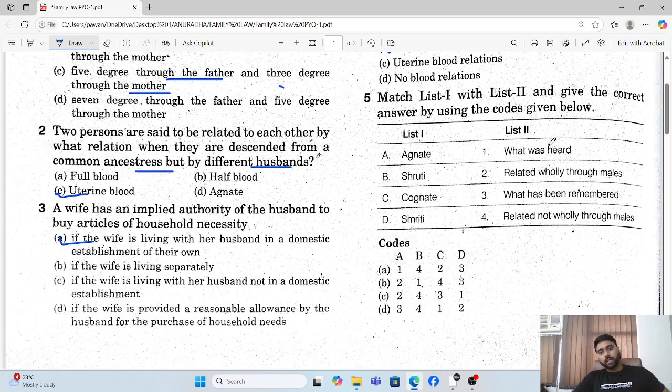Now the question again comes as match the following. UGC law always requires match the following questions. Agnates are related wholly through males. Cognates are related not wholly through males, but through females. Shruti is what you heard and Smriti is what you have remembered. So the answer is 2143, that is B. Clear?